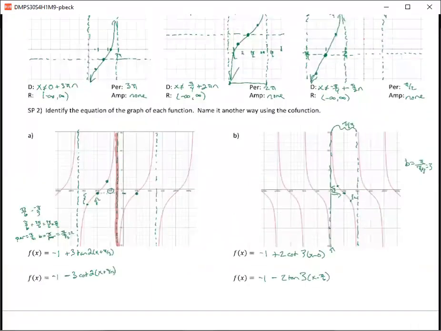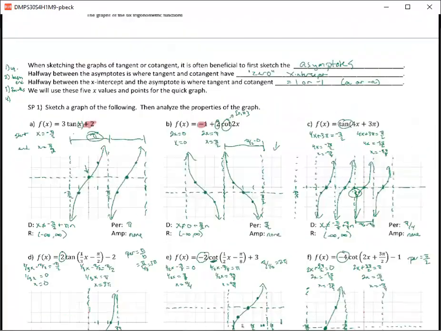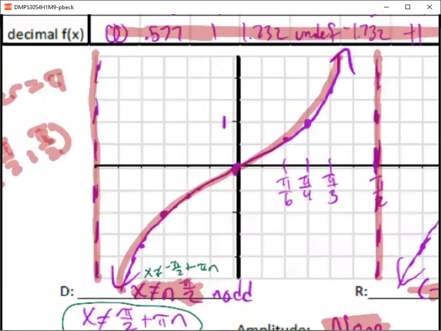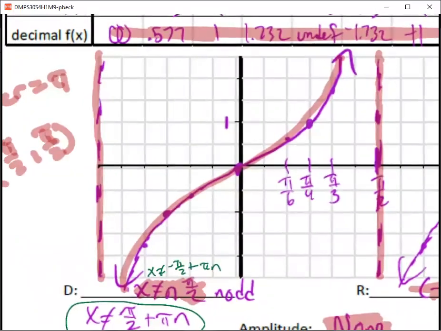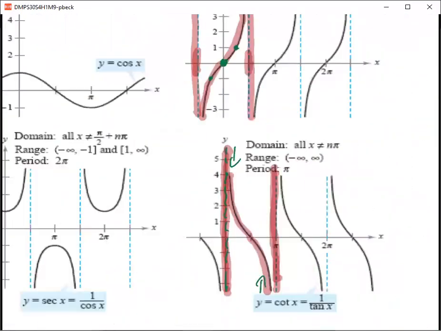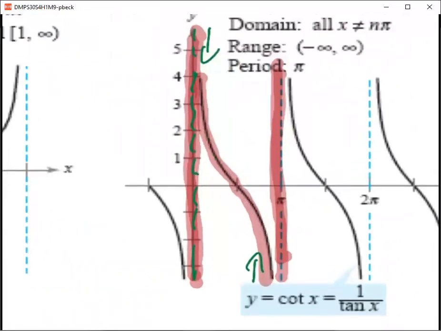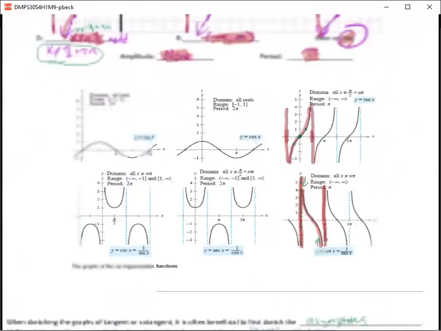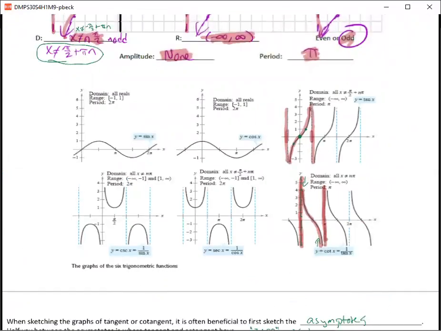So for the graphs of tangent and cotangent, there are a lot of similarities with sine, cosine, secant, and cosecant. But the big difference is, for tangent, we're going to start at negative pi over 2 and go to pi over 2. For cotangent, we're going to start at 0 and go to pi. The period of both of those is pi. But then the rest of the graphing is very, very similar to what we did before.